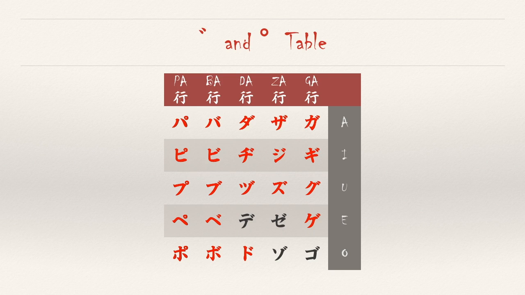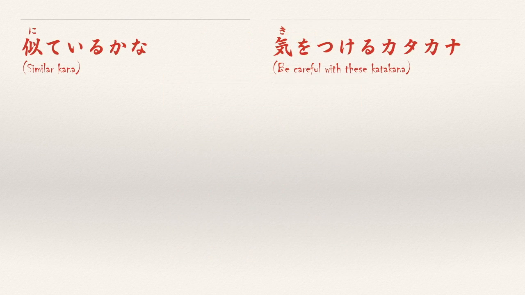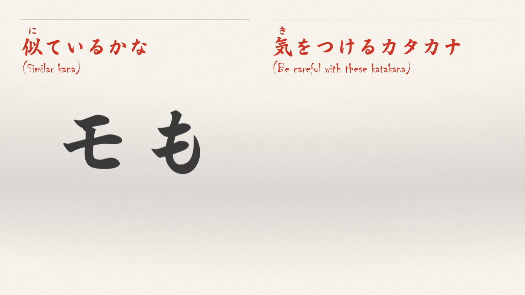So keep up. Now that we know the characters, let's take a look at some of the nitiru kana. So we talked about mo and mo already. Those 2 characters look a lot alike. Remember, the stroke order is different, however.